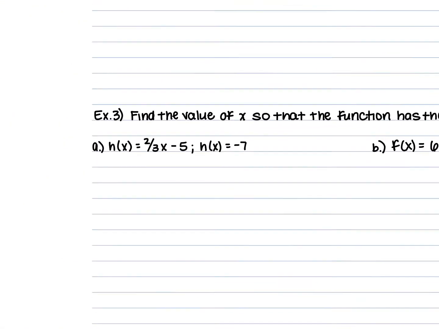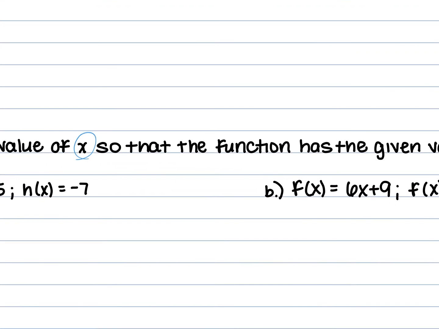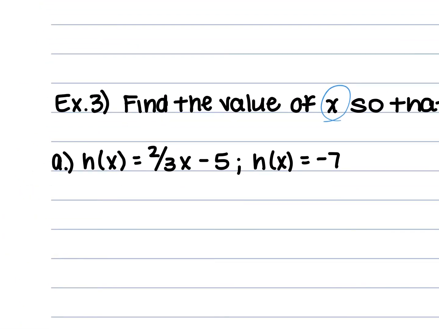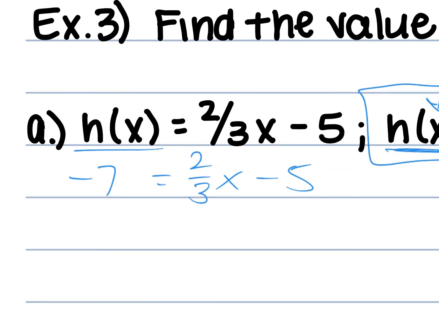Okay, so we also need to figure out, sometimes we have to find the value of x when we only know the output. So in this next example, example 3, letter A, we're given h of x, but then we're told our output needs to be -7. Figure out what input would cause this. So how we do this is instead of replacing x, we're going to replace the function h of x, the entire left-hand side. So we're going to rewrite this as -7, replacing h of x, equals 2/3x minus 5. Everything stayed the same, but instead of h of x, I'm now writing -7.